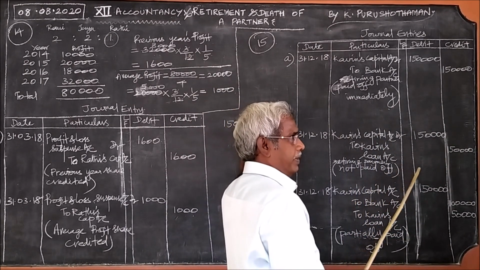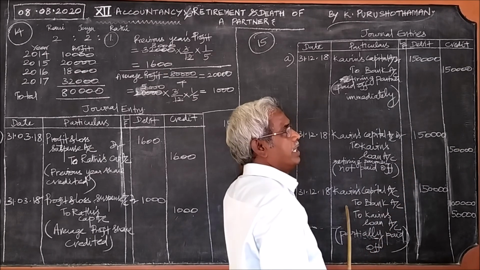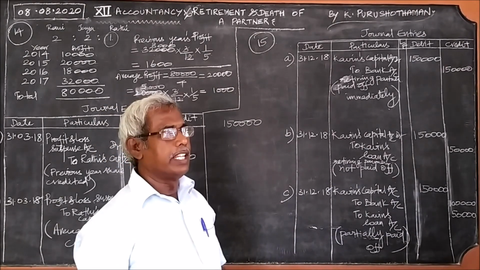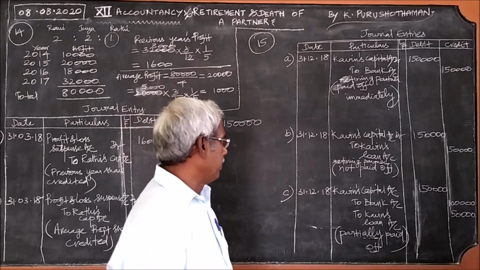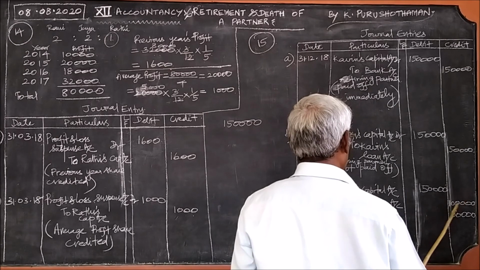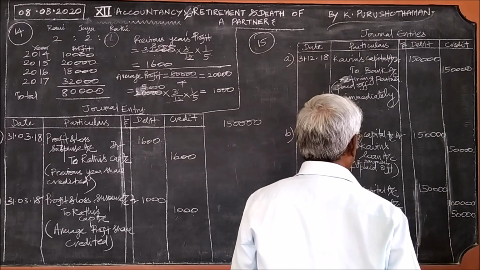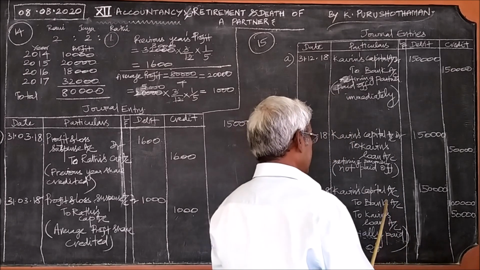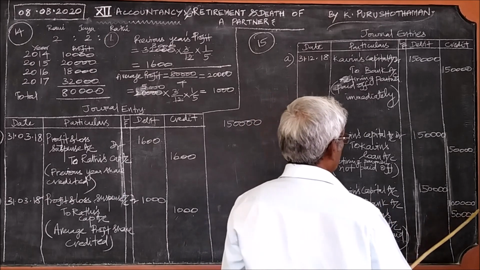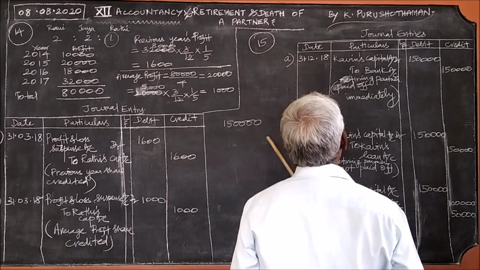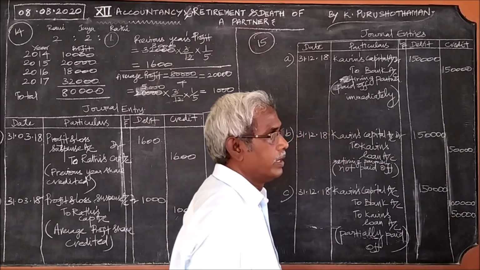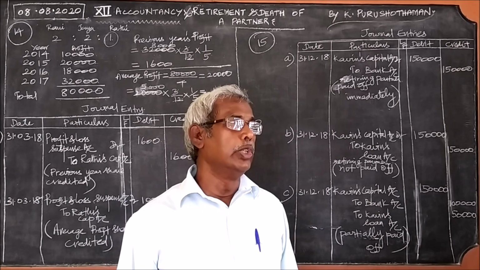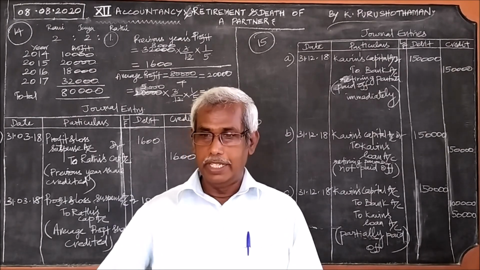This is the second condition, not at all paid. The third condition is, out of 1,50,000, 1 lakh is paid immediately and the rest will be paid in future. So the paid amount will be written in the bank account and the unpaid, pending amount should be written in the retiring partner's loan account. Kavin is the retiring partner, therefore Kavin's loan account 50,000. These are the three methods of settling the payment due to the retiring partner. You should bear this in mind.